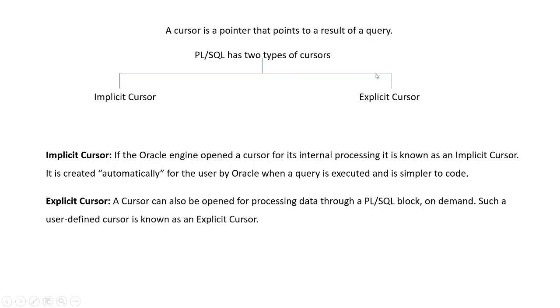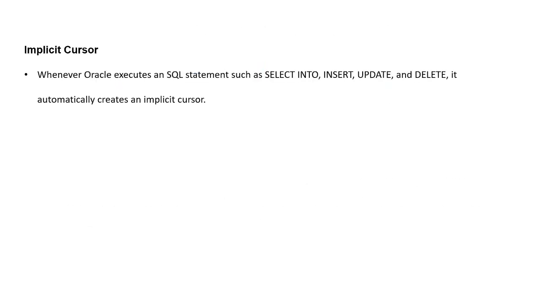PL/SQL has two types of cursors, implicit cursor and explicit cursor. Implicit cursor, if the Oracle engine opens a cursor for the internal processing, then it's known as implicit cursor. As the name suggests, implicit means within. If the Oracle engine automatically creates and opens a cursor, it is known as implicit cursor. Whereas if a user defines a cursor, then it is known as an explicit cursor.